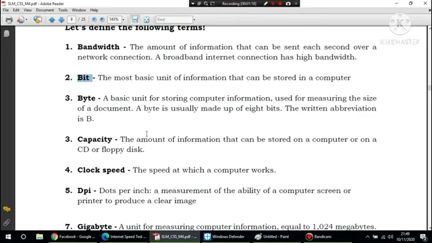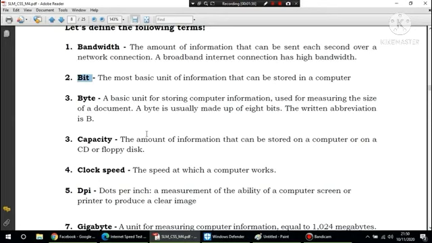Number 3, byte. A basic unit for storing computer information, used for measuring the size of a document. A byte is usually made up of 8 bits. The written abbreviation is capital B.